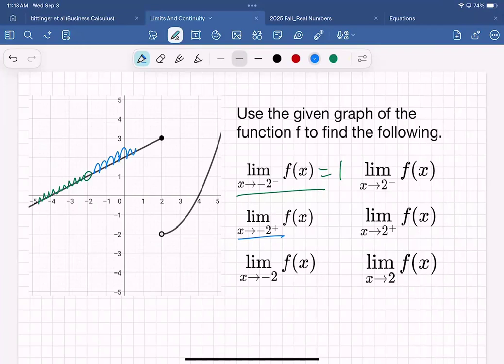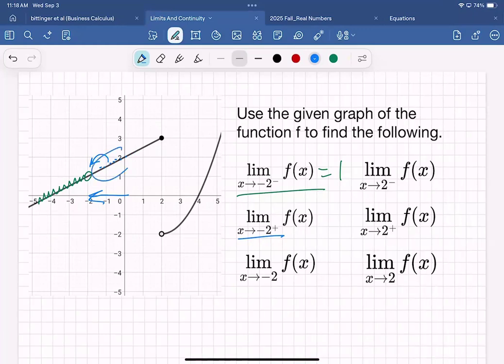Would you all agree that it's still pointing to one, even from the right-hand side? So as we go from the right-hand side, as we look at all these points here, what's it saying about that? Right? Well, remember, we're approaching -2. That's the whole point of the limit. What happens is we approach the -2 from the right-hand side.